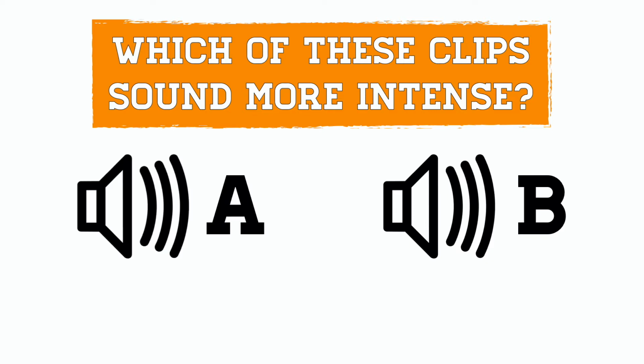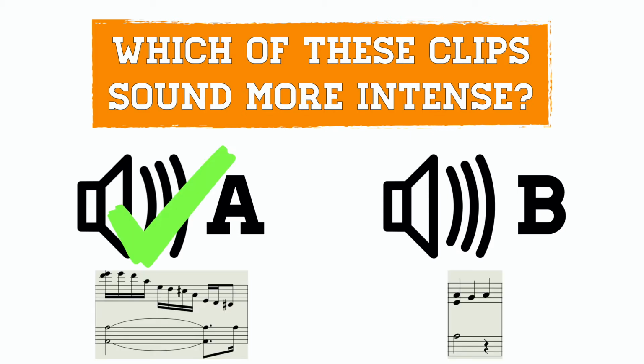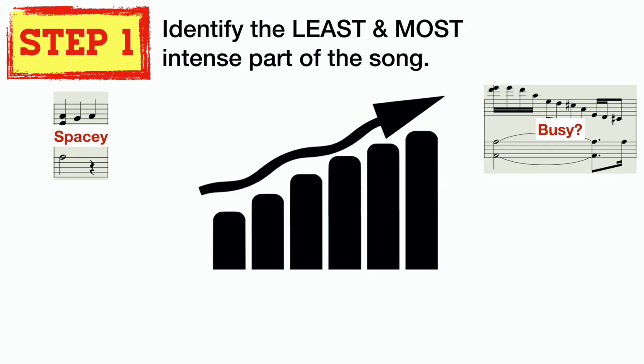Make a guess which of these clips sound more intense. If you choose A, you're right. This is because A has more notes played than B. Typically, the more notes a section has, the more intense it is perceived to be.